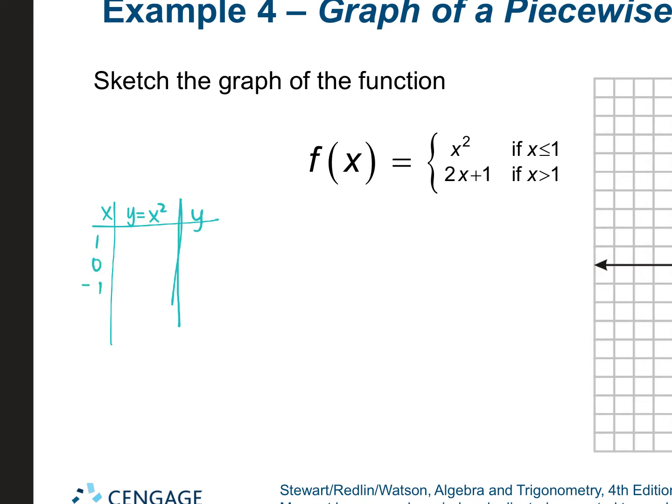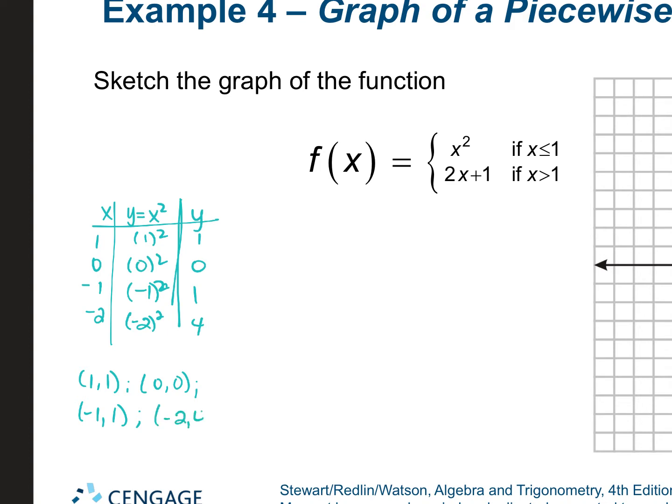Anything else you want to try? Less than or equal to 1. I would do -2, at least 3 or 4 points, or 3 or 4 x values. If you plug the 1 in, the 1 squared is 1, so that gives you the ordered pair 1, 1. For 0, the 0 squared is 0, so that's the ordered pair 0, 0. For the -1, -1 squared is +1, so that's the ordered pair -1, 1. And then for -2, the -2 squared is 4, so that's -2, 4.